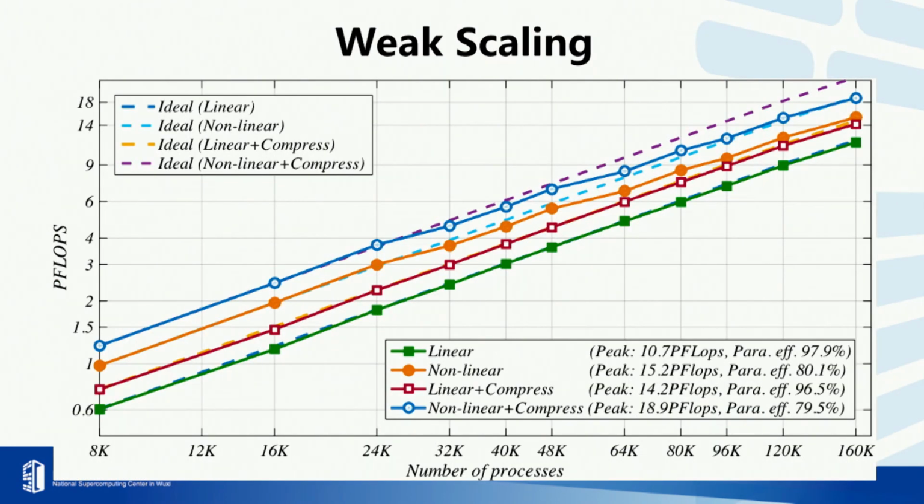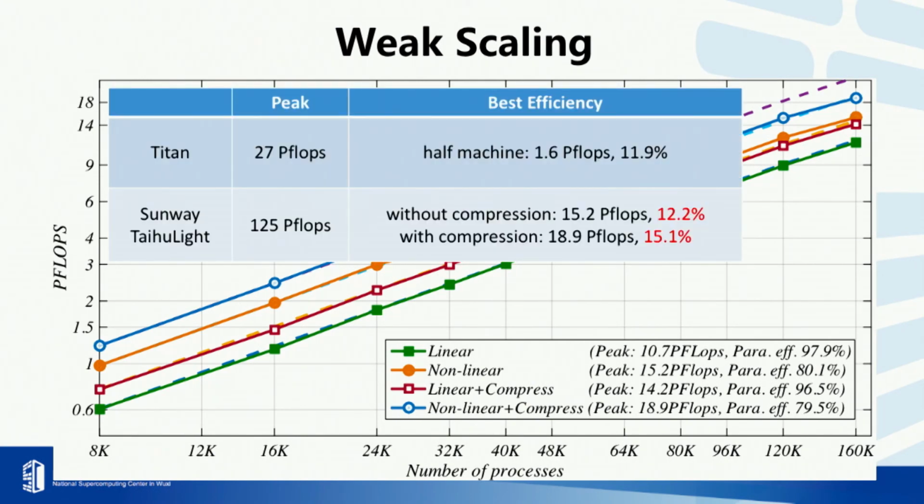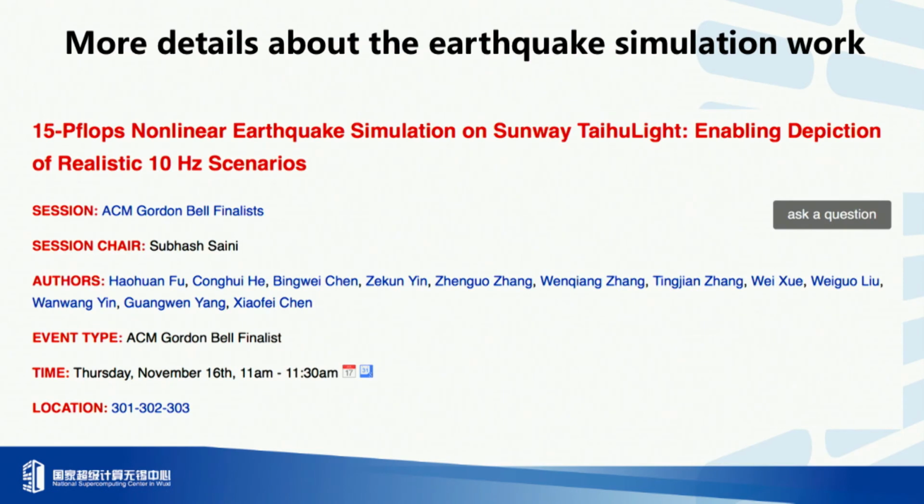So the results, as you can see here: without compression, our seismic propagation code can provide a performance of 15 petaflops, which is quite good, considering our limited memory bandwidth. And if we add compression, we can further improve the performance by another 24%, to 19 petaflops. Okay, so that's the efficiency of utilizing this machine. Again, we will have a Golden Bear talk today about some more details. If you are interested, please come and join our talk.